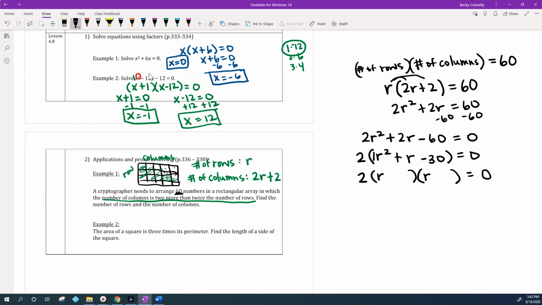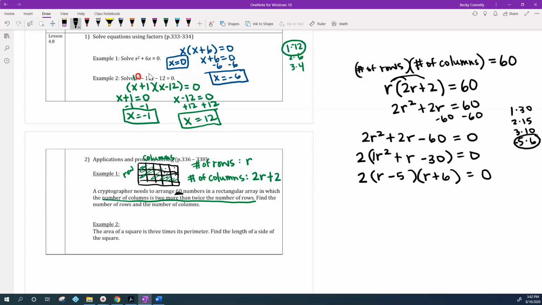What times what is negative 30 that adds to be positive 1, right? So we're doing 1 times 30, 2 times 15, 3 times 10, 5 times 6, and it seems like 5 and 6 are going to be the winning combination here, right? Where I'm going to have my 5 as a negative, because negative 5 times 6 gives me the negative 30. Negative 5 plus 6 gives me the positive 1 in the middle. So r minus 5 and r plus 6.